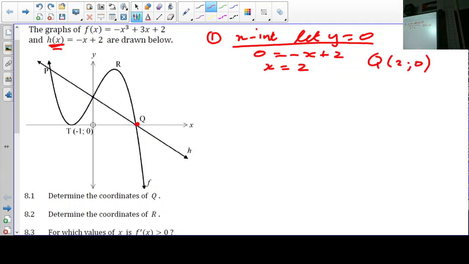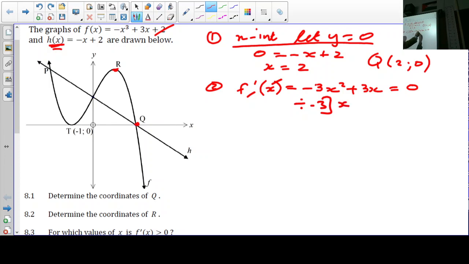Then question 8.2 says determine the coordinates of R. So what is R? R is the turning point. How do you calculate the turning point? At the turning point, your first derivative is equal to 0. So I apply my derivative: f prime of x equals negative 3x squared plus 3. The derivative of a constant, of course, is 0. So I set that equal to 0 and divide by negative 3. I then get x squared minus 1 equals 0. So I can go difference of two squares: x plus 1, x minus 1. So x is negative 1 or x equals 1.